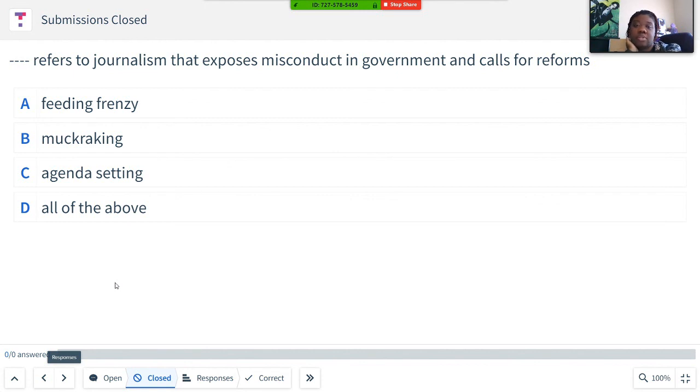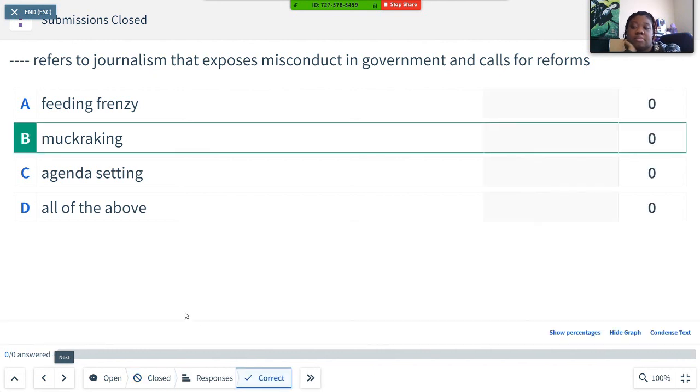No takers? The correct answer is muckraking. So journalism that exposes misconduct in the government and calls for reforms is known as muckraking. Yep.